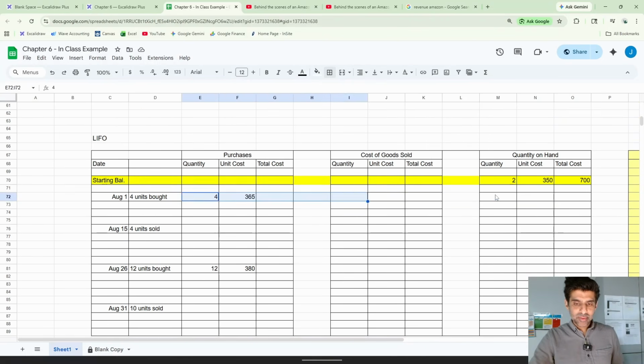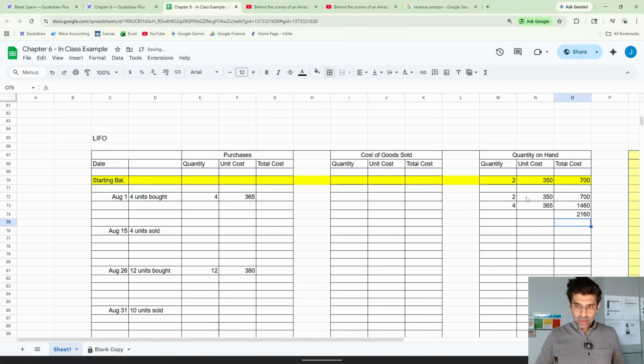So I'm not going to do this. I'm just going to kind of put in the values because I think we've seen it now a couple times. Okay, so that we're selling 4 units are sold. Okay, so now instead of starting at the back like we did with FIFO, we're going to start at the front. So we're going to cost these 4 units first.